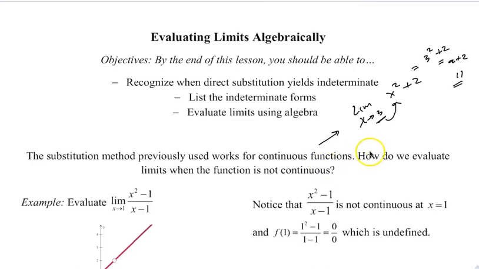Now that part of it is not going to change. Our first step is always just to plug it in directly. If you get an answer that works, you're good. But what happens when it doesn't work? What happens when we do it to a non-continuous function? So let's look at this example here.